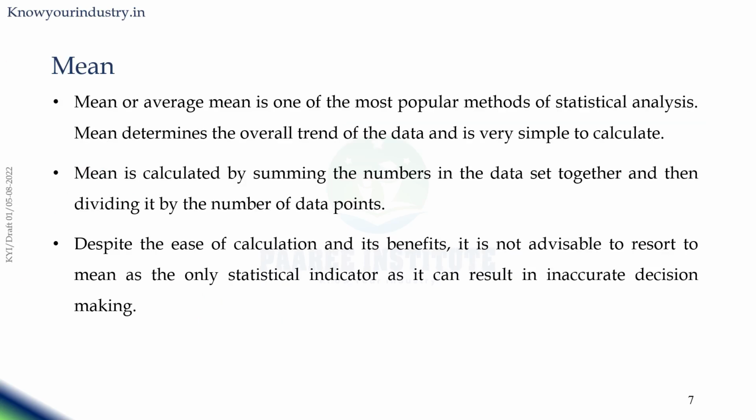What do you mean by mean? We have seen this in the statistical terminologies also, but here we are going to see how it is used properly in statistical analysis. Mean, or average, is one of the most popular methods of statistical analysis. We call it the means procedure. Mean determines the overall trend of the data and is very simple to calculate. Mean is calculated by summing the numbers in the data set together and then dividing by the number of data points. Despite the ease of calculation and its benefits, it's not advisable to resort to mean as the only statistical indicator, as it can result in inaccurate decision making. How? That we will see in the upcoming slides.